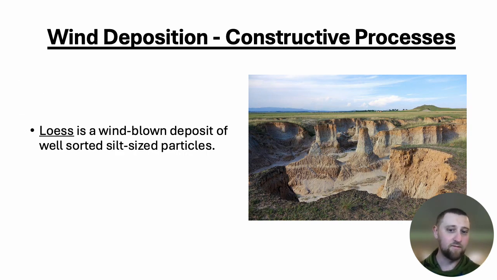On a constructive process, we get these things called loess. It's a wind-blown deposit of sorted sand or silt particles. Along with loess, we see sand dunes, which we're going to learn about coming up on your next assignment. Wind will displace sand or silt or other particles based on the velocity of the wind and the size of the particle. So we see different types of constructive processes when it comes to wind.